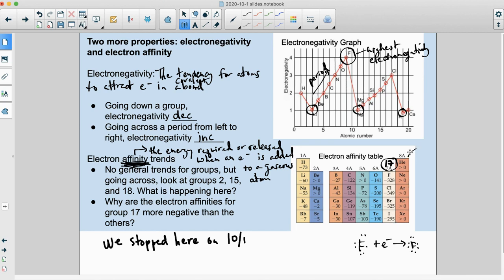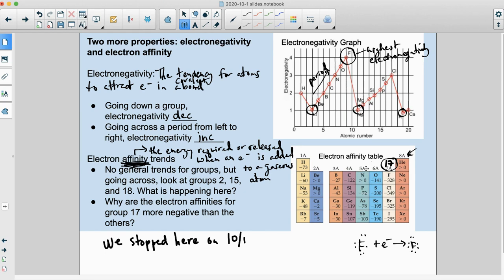Now, why do we have all positive values for the noble gases? Well, guess what? They don't want to take on electrons. They're happy as they are. So in order to force our noble gases to take an electron, we actually have to put in energy and smush that electron onto them. So it's got positive energy to do that, and you can see that in some other cases.